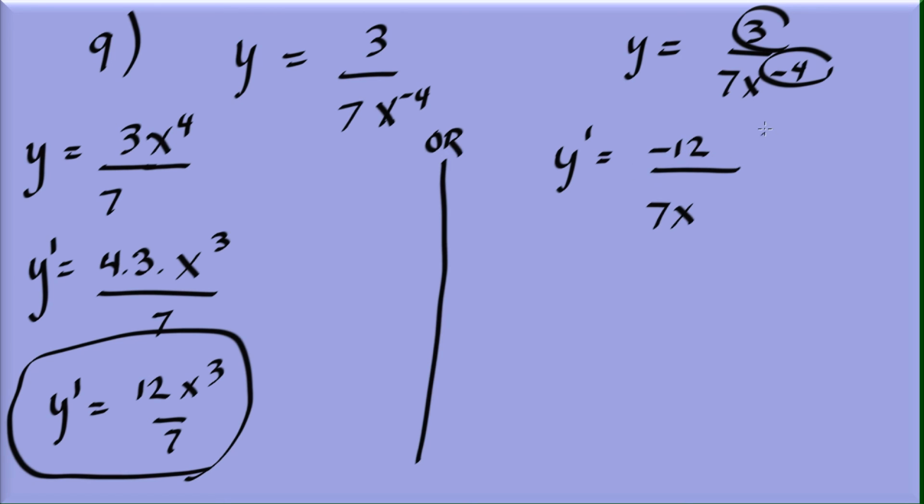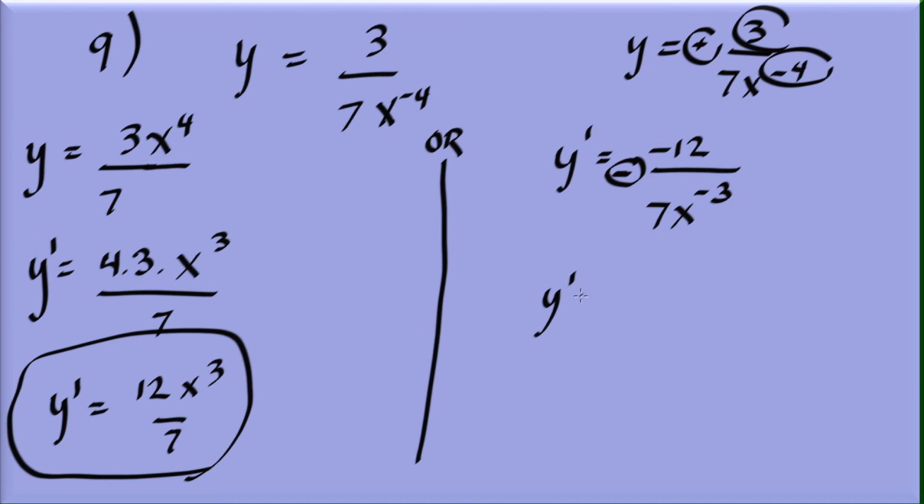Remember, using the reciprocal, you add 1 to that exponent. Now, this is negative 4, so you still have to add 1. So negative 4 plus 1 is negative 3. And don't forget to switch the sign. So we have to switch the sign from the positive original sign now to a negative.